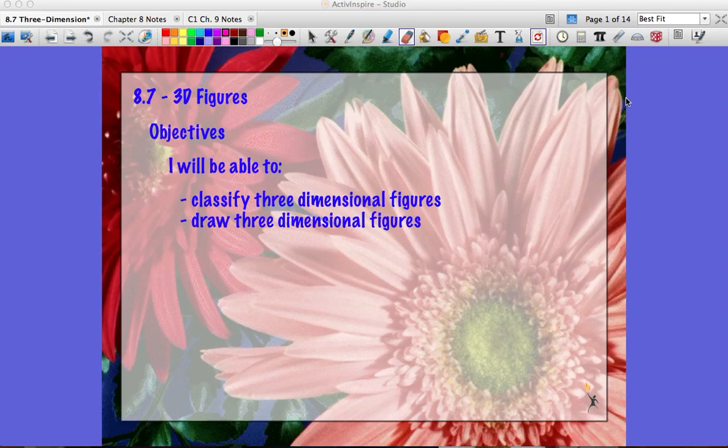Welcome to Lesson 8-7, Three-Dimensional Figures. Today we will learn how to classify three-dimensional figures and how to draw three-dimensional figures.